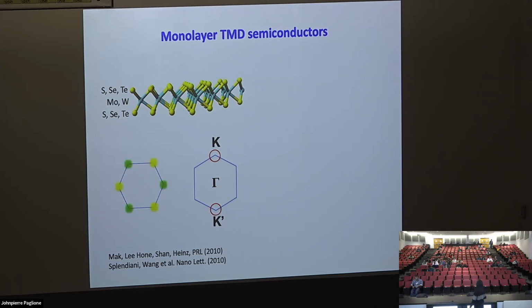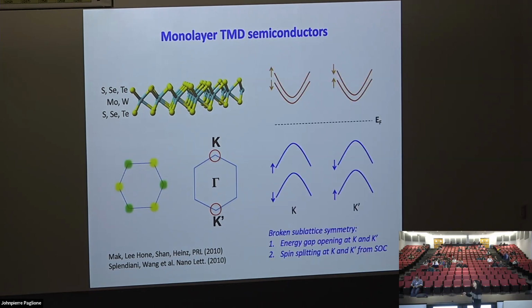David already gives a very nice introduction of this class of materials. So what I would like to emphasize is that, in the limit of a monolayer, this class of material is a direct bandgap semiconductor. And the bandgap occurs at the K and K prime points of the Brillouin zone. So you can think of this just as gapped graphene. So the gap size here is on the order of 1 to 2 electron volts.